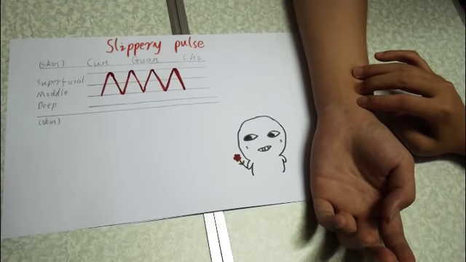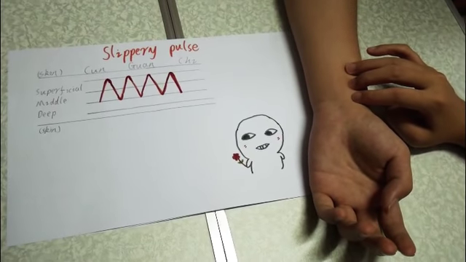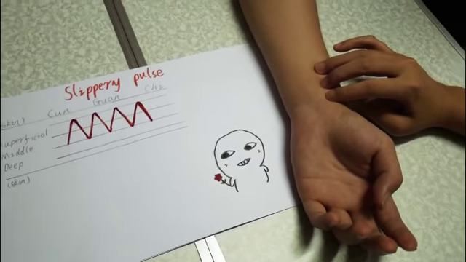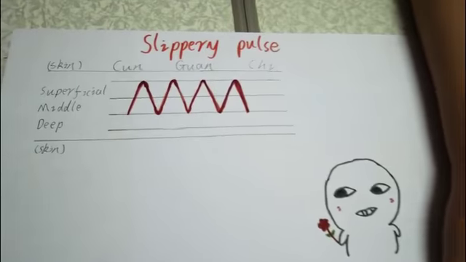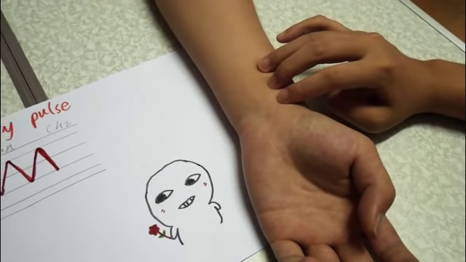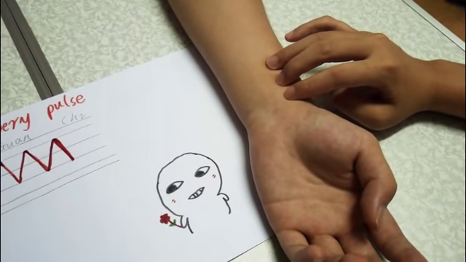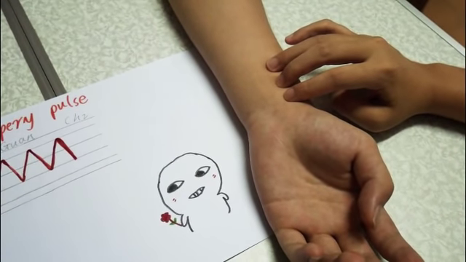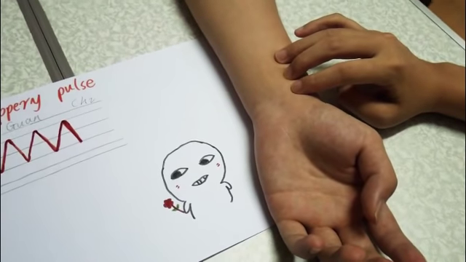Slippery pulse. The pulse feels smooth, flowing, and fitful, and often occurs when there is excessive phlegm or retention of food. Slippery pulse may be observed in healthy people with abundant qi and blood, and during pregnancy in women.